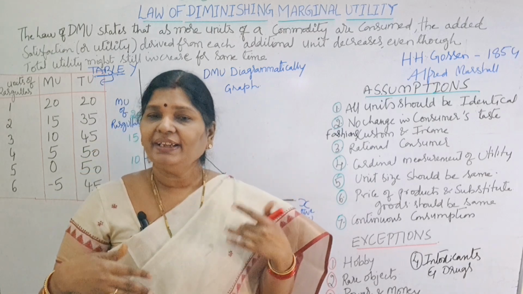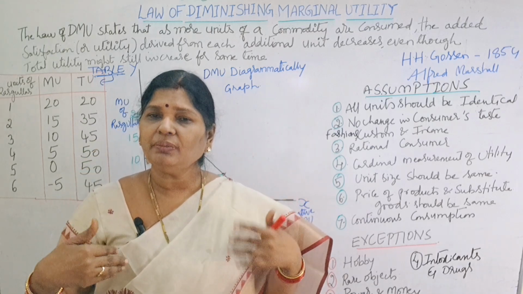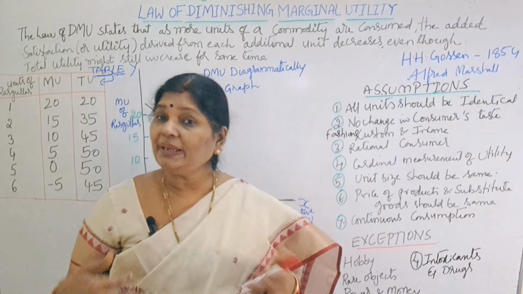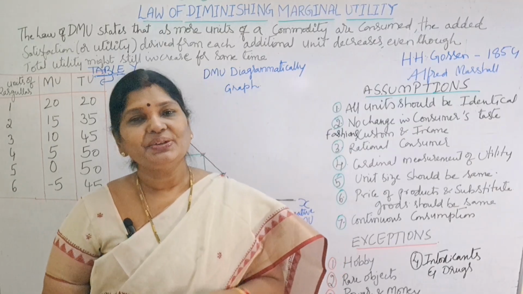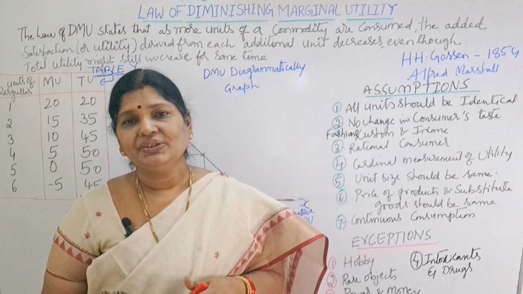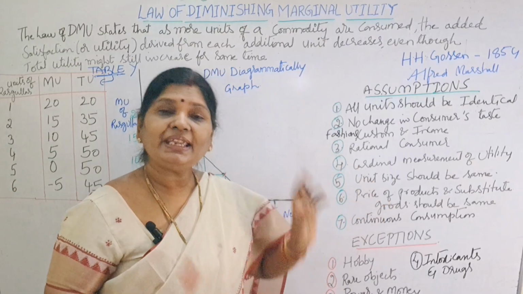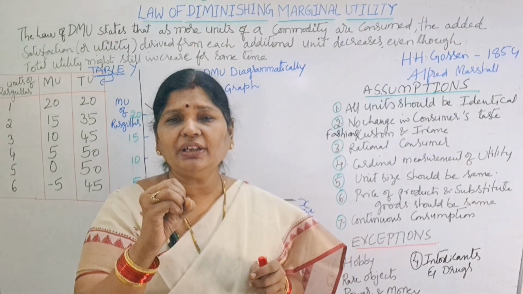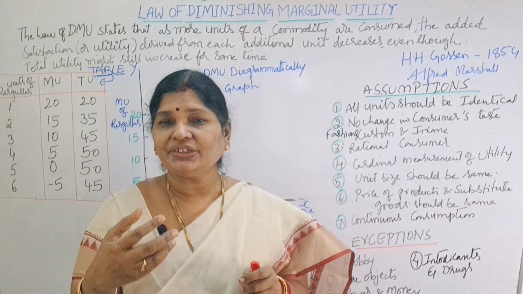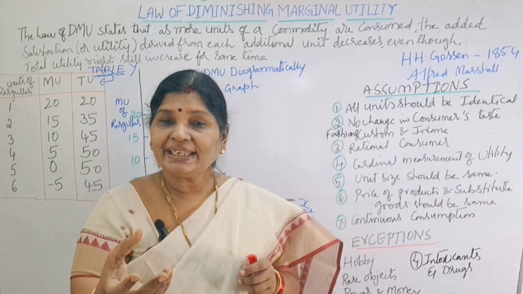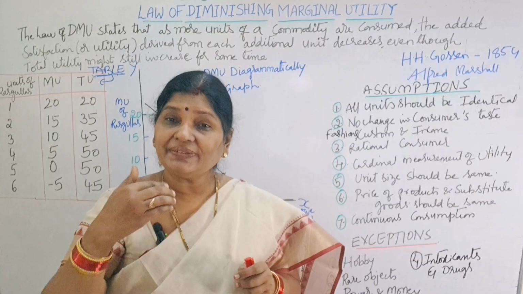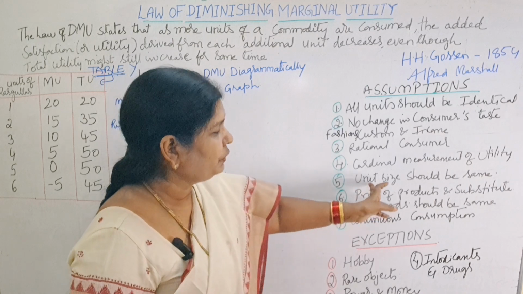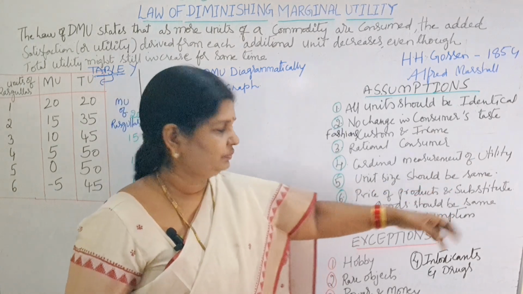Then definitely the first samosa will itself give you satisfaction, and the second samosa will not give you satisfaction because you will not have the ability to eat the second samosa. So then the law will not apply. So the unit size should be the same. Say, for example, the first rasgulla is very small, so you will not get much satisfaction. But when you are given a second rasgulla, your satisfaction level will be increasing. That is why the unit size should be the same.